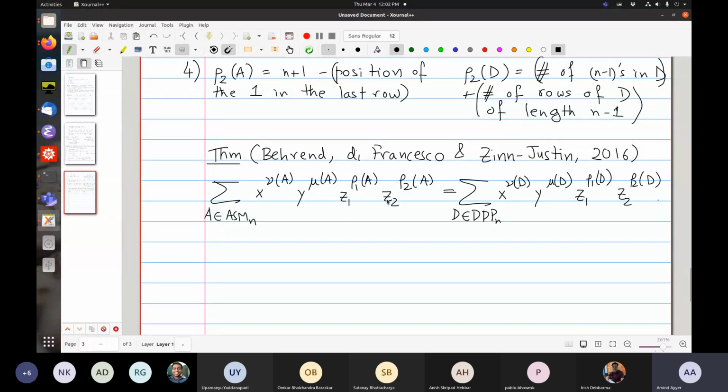If I set Z1 and Z2 to 1, then I don't care about these rho 1 and rho 2 statistics. Then some were known. I think this double statistic was known. The conjectures for the new statistic and mu statistic were, I think, already due to Mills, Robbins, and Rumsey. Any questions?